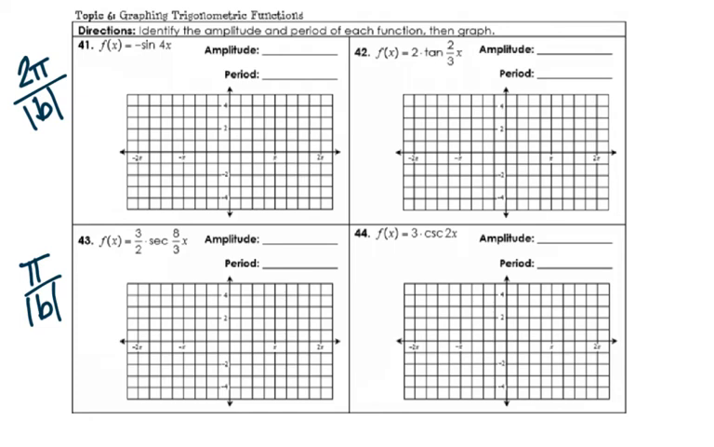So knowing that, I'm just going to put the answers down, because you can go back and do this other stuff. Alright, so this one's undefined, and this one's 3 pi over 2. 43, this one's undefined. This one's 3 pi over 4. 44, undefined for amplitude, and the period is pi. You can go back and watch these videos on how to find these if you don't know what you're doing.